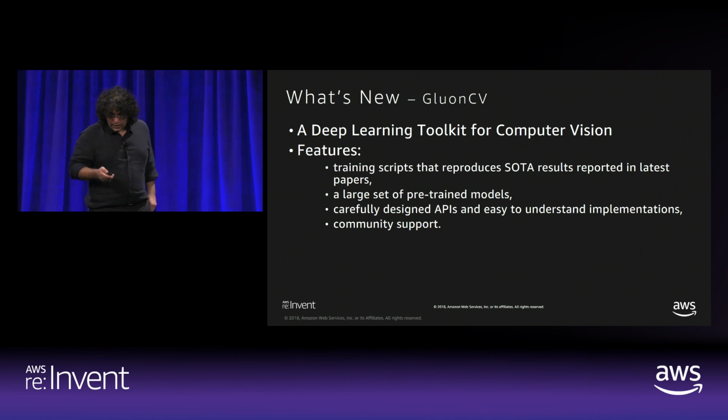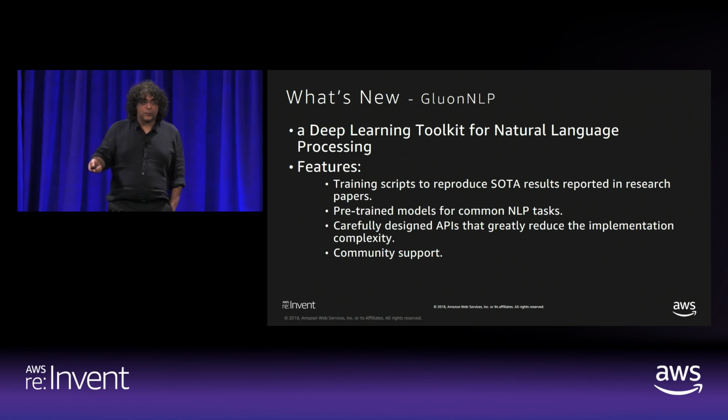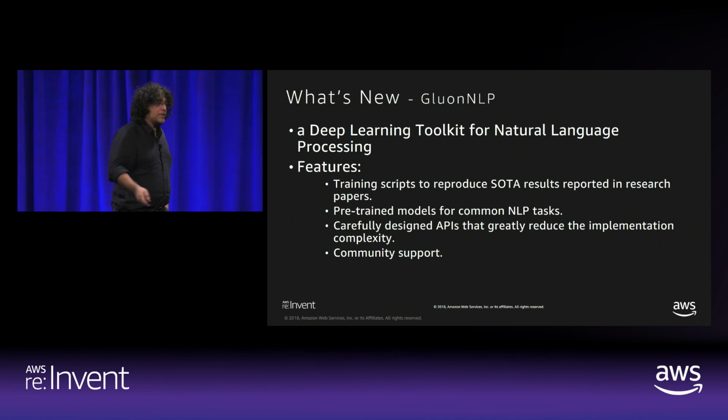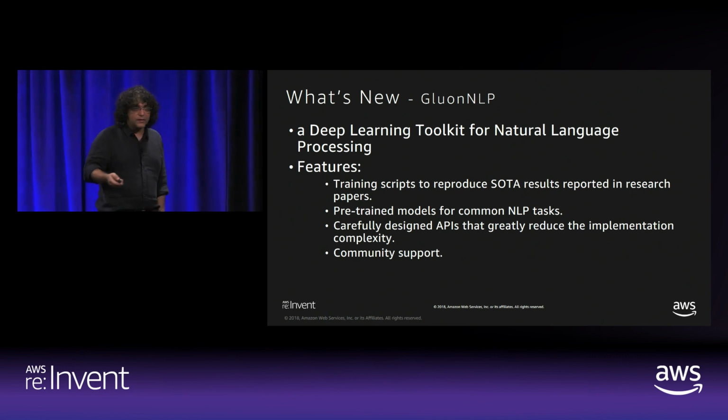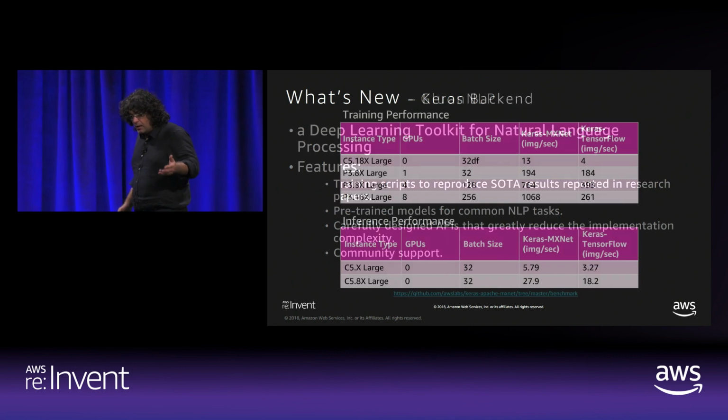We have done the same thing for Gluon NLP, for natural language processing, such as translation, language modeling, and embedding. We have the same sort of toolkit and libraries for that, so you don't start from scratch. You start from the model zoo and just continue on from there.